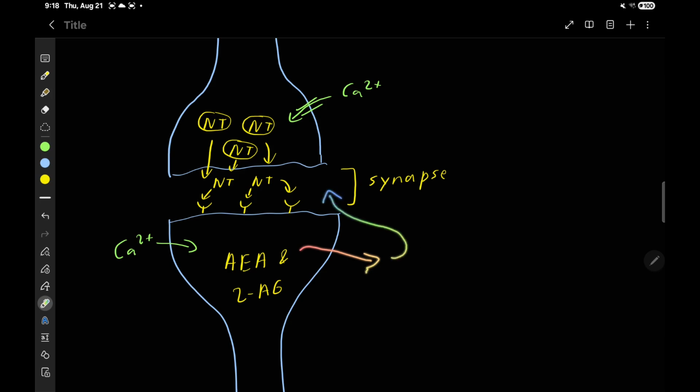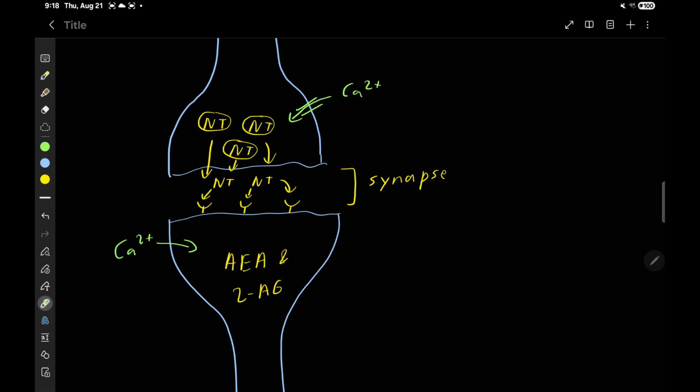So you may notice that this looks a little bit different than other messenger molecules we've seen in the past, like histamine or acetylcholine. Those messenger molecules were produced in the presynaptic neuron, and then they were released, and then they bound onto the postsynaptic neuron. Kind of like the neurotransmitters that you find here. They're going from presynaptic to postsynaptic.